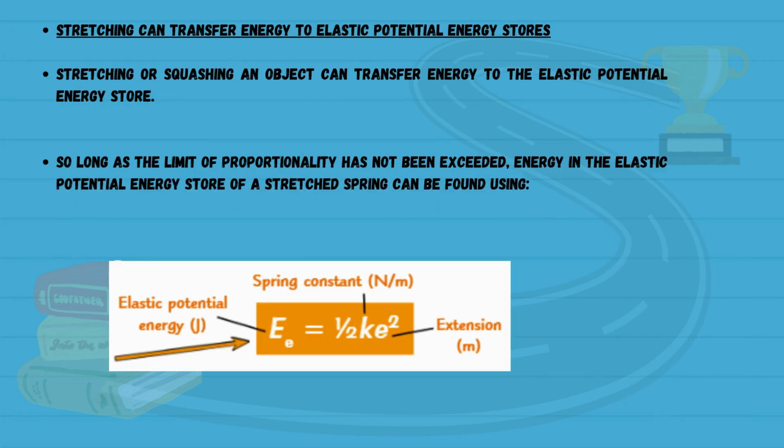Stretching can transfer energy to elastic potential energy stores. Stretching or squashing an object can transfer energy to the elastic potential energy store. So long as the limit of proportionality has not been exceeded, energy in the elastic potential energy store of a stretched spring can be found using the elastic potential energy, E, equals half times the spring constant times the extension squared.